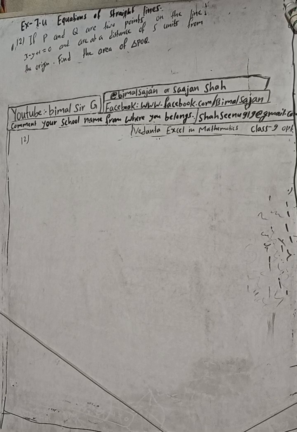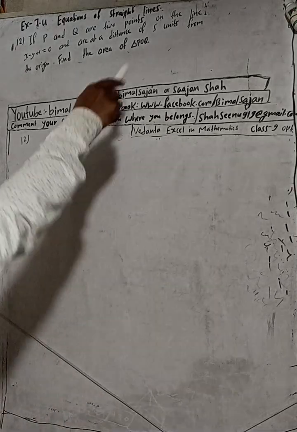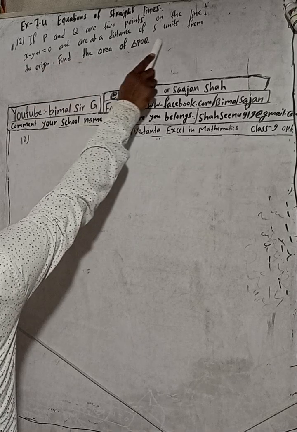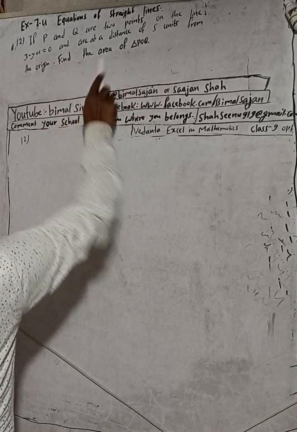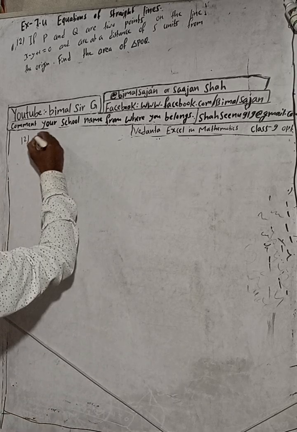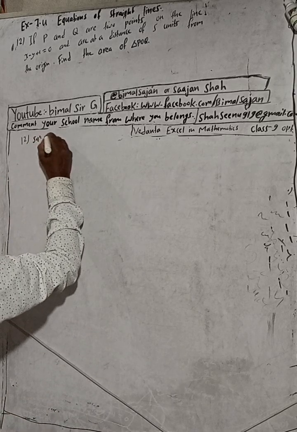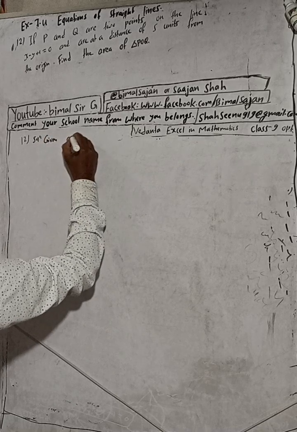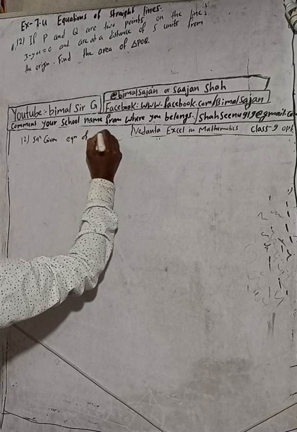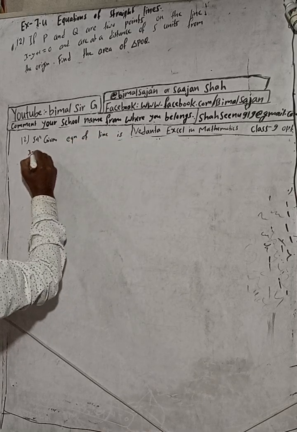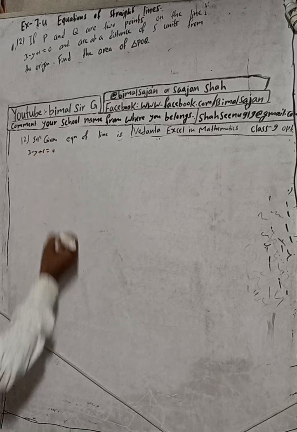The question is: if P and Q are the 2 points on the line x minus y plus 1 is equal to 0 and are at a distance of 5 units from the origin, find the area of triangle POQ. So here, the given equation of line is x minus y plus 1 is equal to 0.